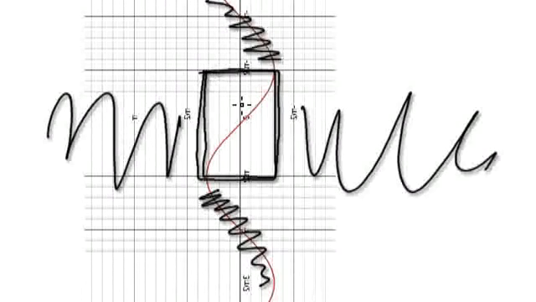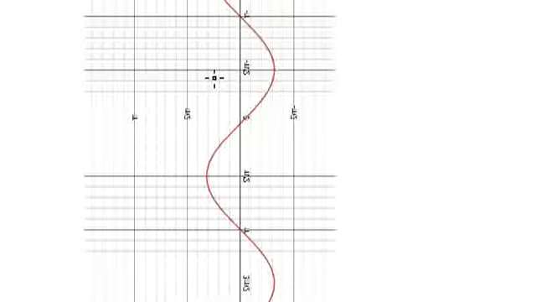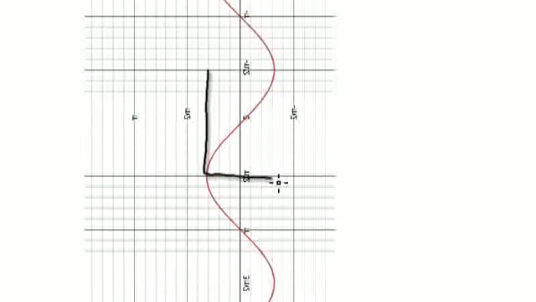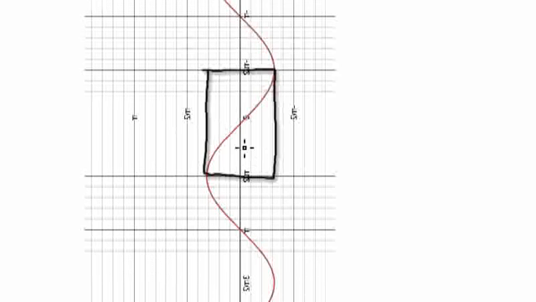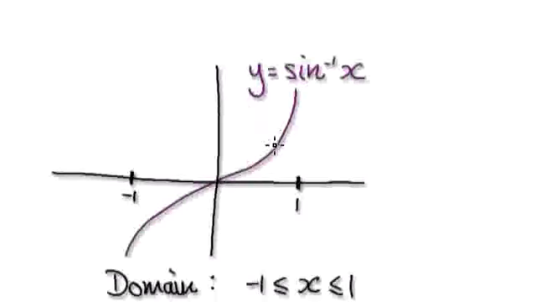Okay, but now you can see it's a function, because if you draw a vertical line here, you've only got one value here. You draw a vertical line here. You see, by restricting it to within this region here, we've created ourselves a function. So this now is a function. So your inverse sine graph will look like this.